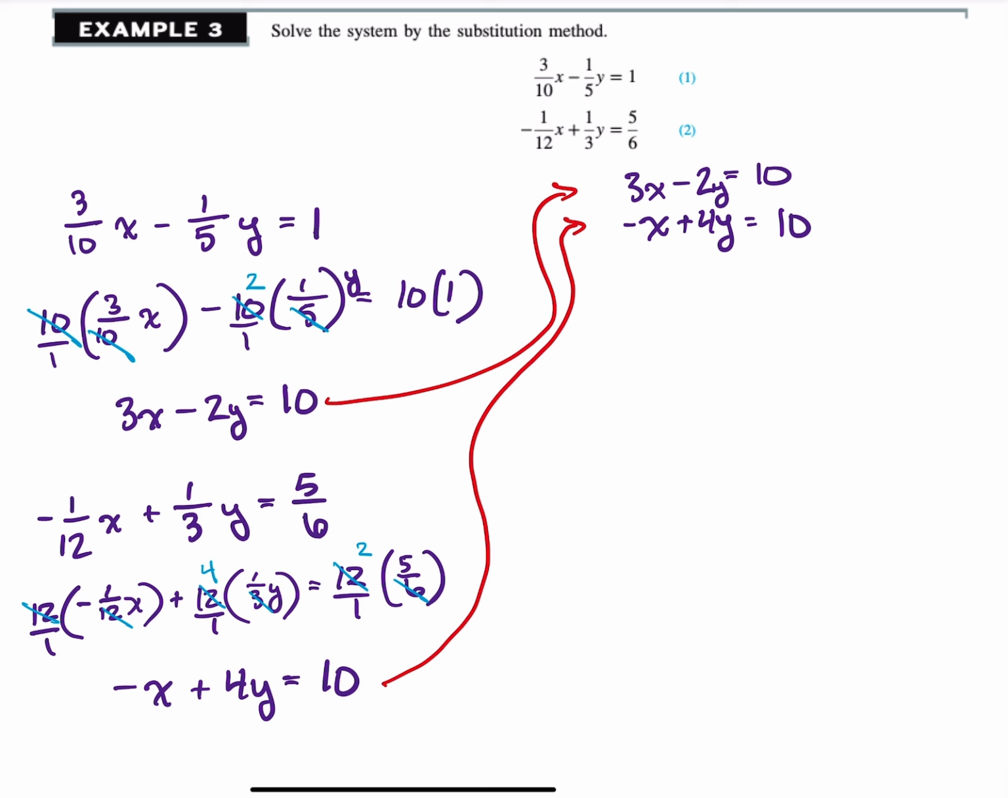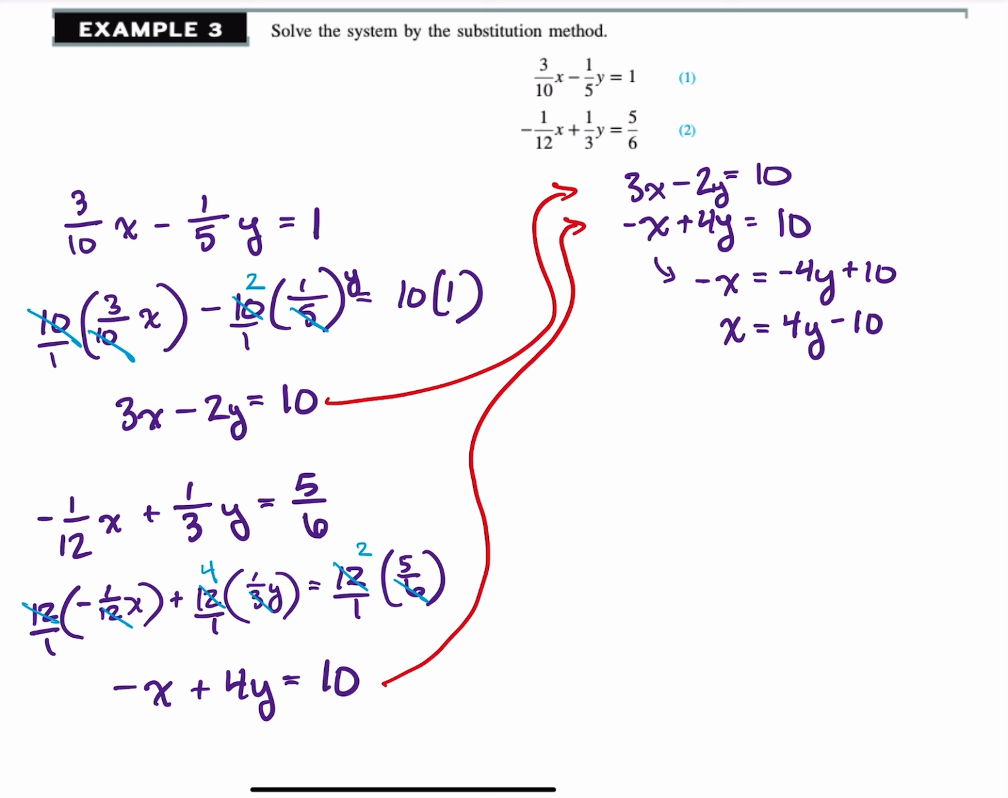We just need to pick one and solve for one of the variables. So let's pick that second equation. That looks like we can solve for the x pretty easily. So we can subtract the 4y over to the other side. So we can have negative x equals negative 4y plus 10. And then let's divide everything by negative 1. So that will flip the sign of everything. x will equal positive 4y minus 10. So we have one of them solved for x.